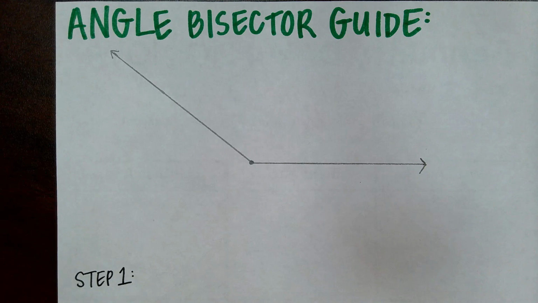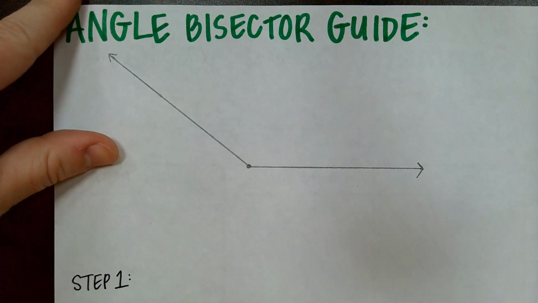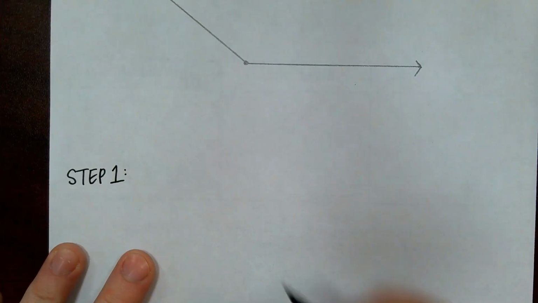Shift this paper down a little so you guys can read the steps. Or does anybody still need to see that title? Okay, so step 1.